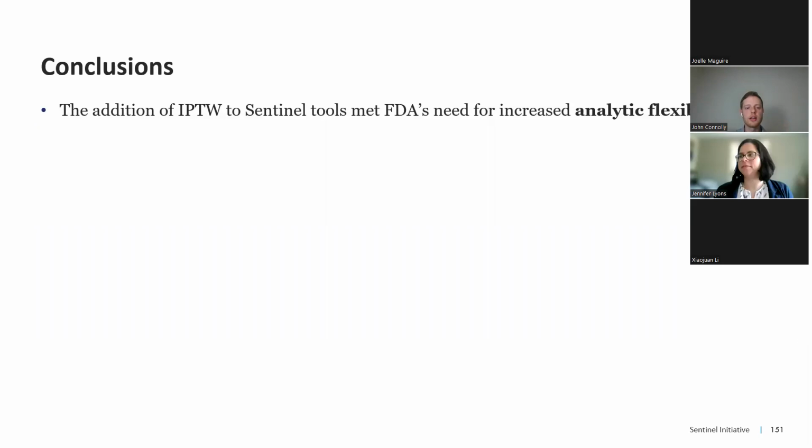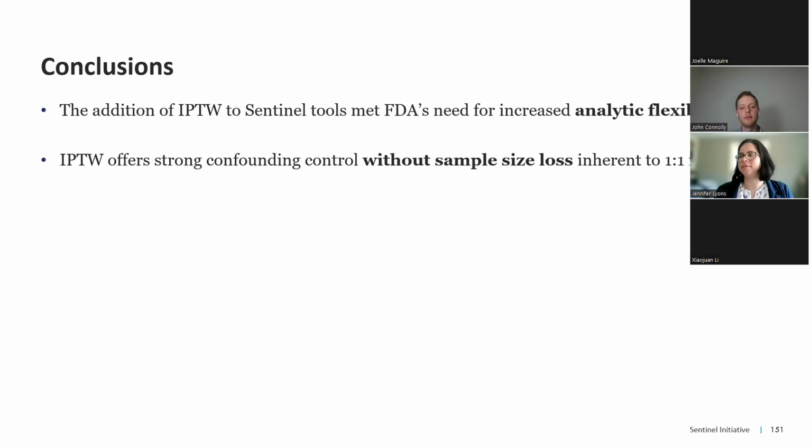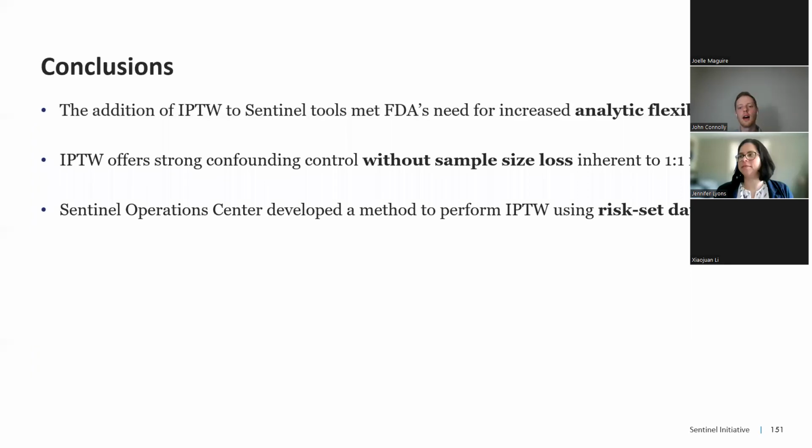So, in conclusion, and to wrap things up, the addition of IPTW to the Sentinel tools has met FDA's need for increased analytic flexibility. We don't just have to do match analyses all the time anymore. We like it because it offers that strong confounding control without the sample size loss that's inherent to at least the one-to-one form of propensity score matching.